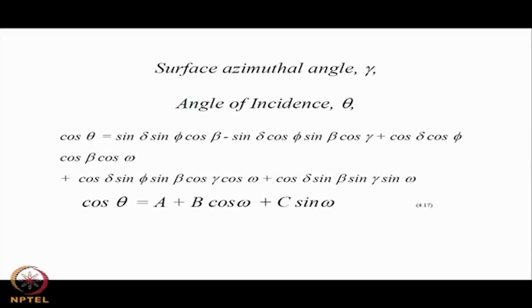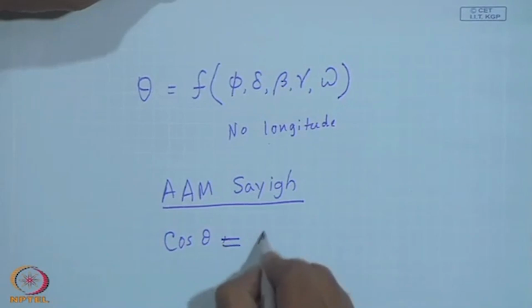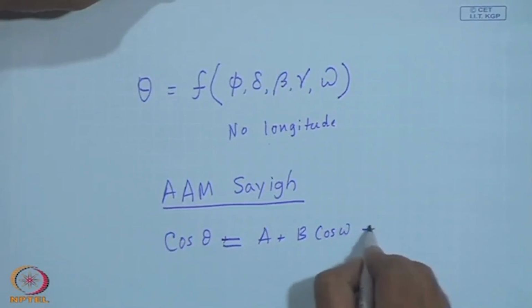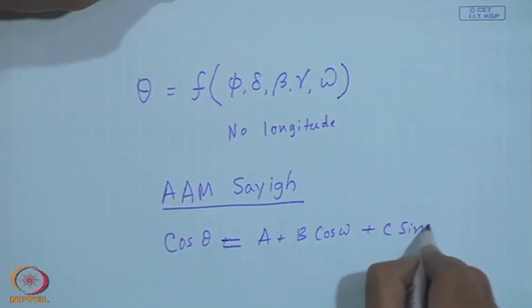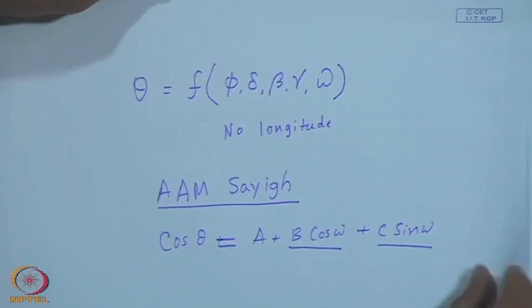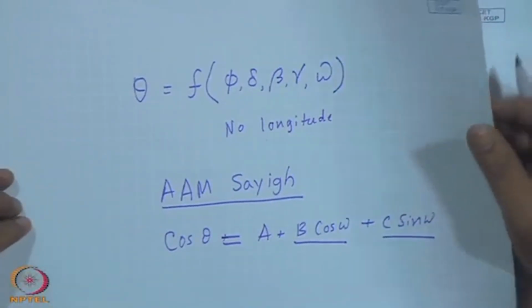Then I thought I shall give up and take the relation as it is, and this is quite conveniently written as cos theta equal to A plus B cos omega plus C sin omega. In other words, there is a symmetric component, there is an antisymmetric component, which basically will make the distinction whether gamma is positive or gamma is negative.